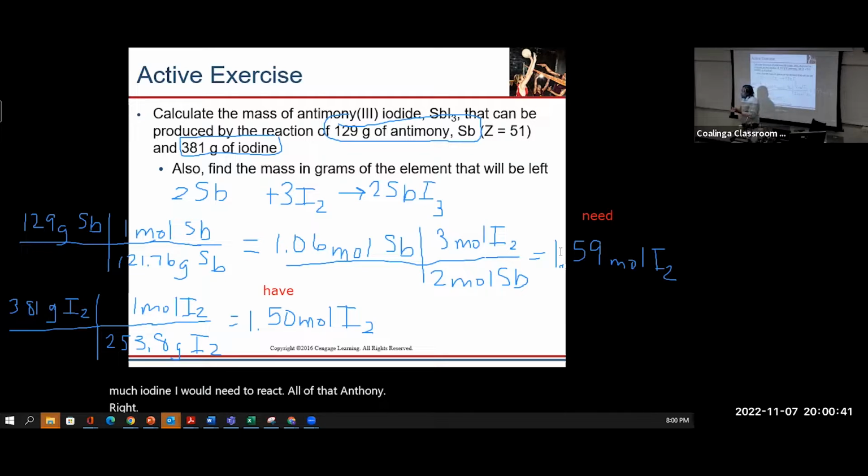Okay, so again, it's like those cheese sandwiches. We only had 7 slices of cheese, right? We had 20 slices of bread. So then which one would be limiting, right? Okay.